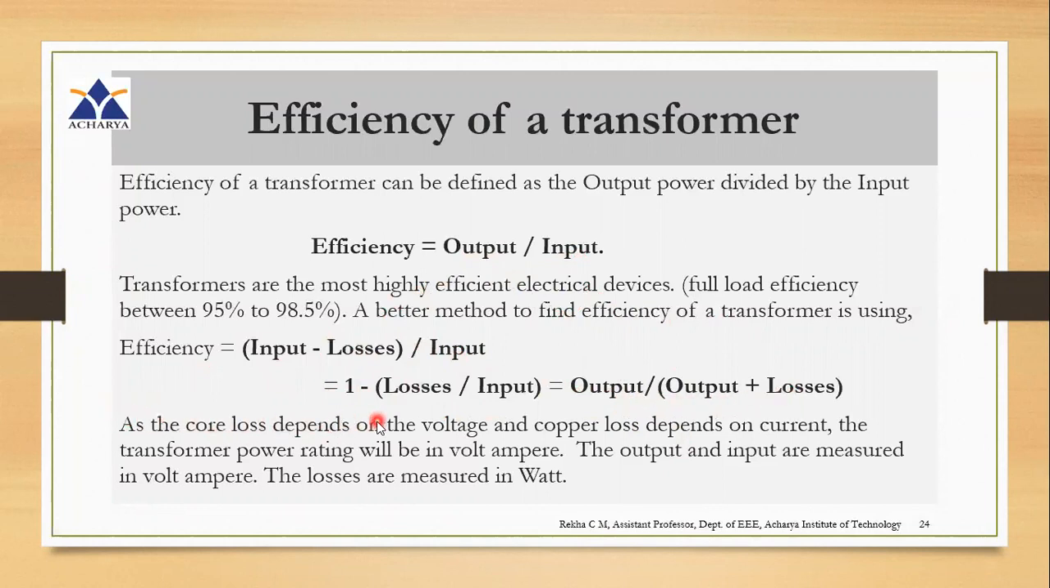As the core loss depends on voltage and copper loss depends on current, the transformer power rating will be in volt ampere. The output and input are measured in volt amperes. The losses are measured in watts.